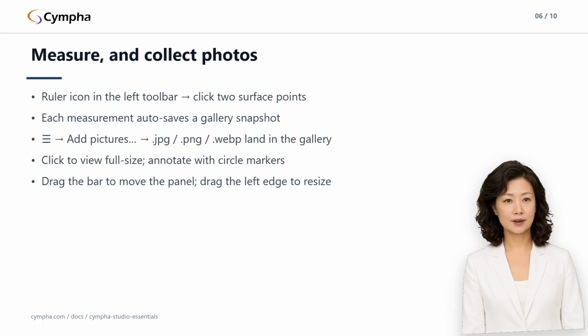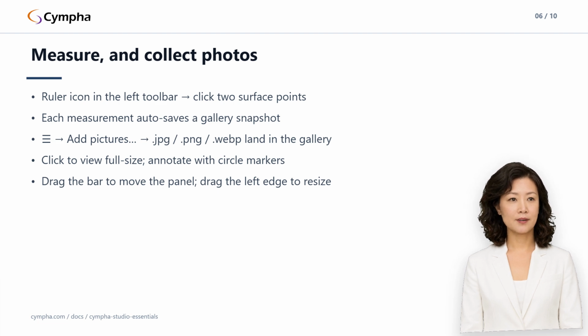2 everyday tools round out the basics. First, measurement. The viewer has a left-side floating toolbar of single-purpose tools. Click the distance icon, the ruler, then click 2 points on the surface, and a line appears with the distance in millimeters. Know what it's for. Communication, not clinical decisions. And each measurement automatically saves a gallery snapshot with the value as its comment, so the number travels with the project even after the on-screen line is gone.